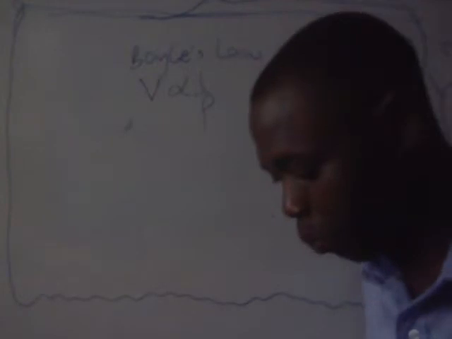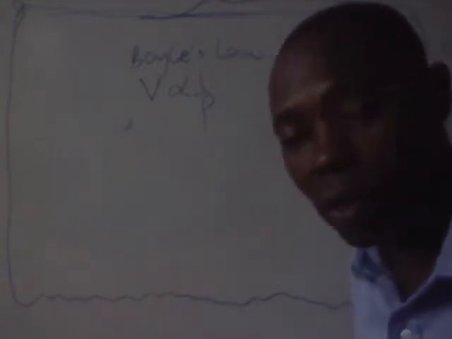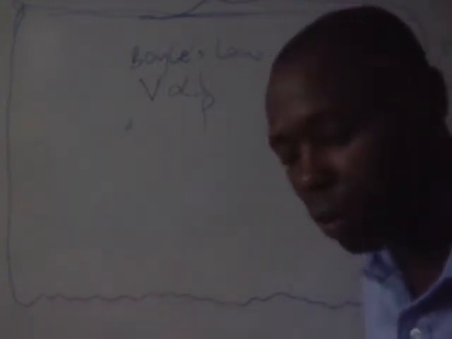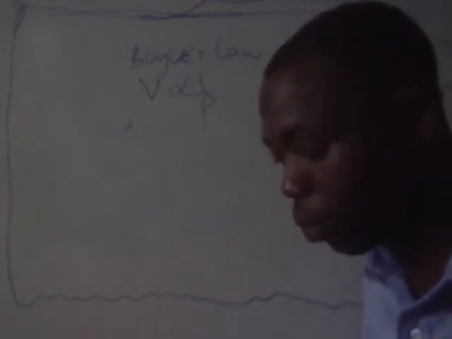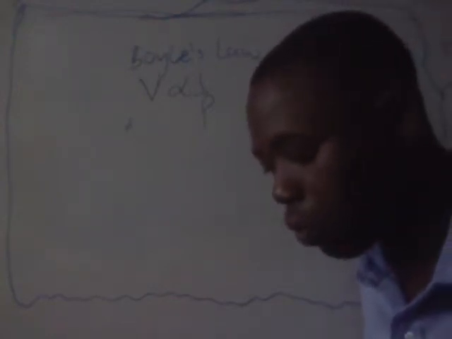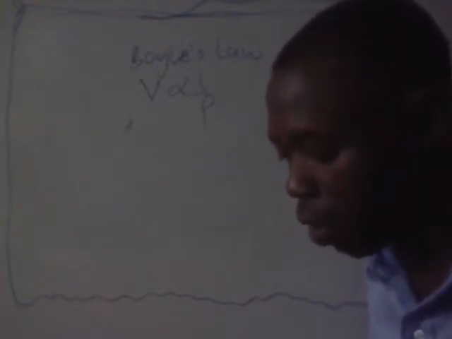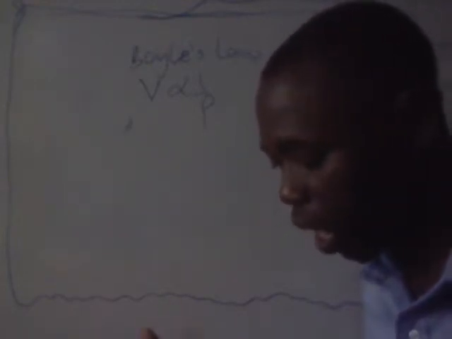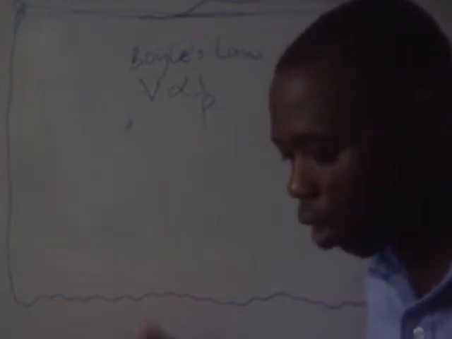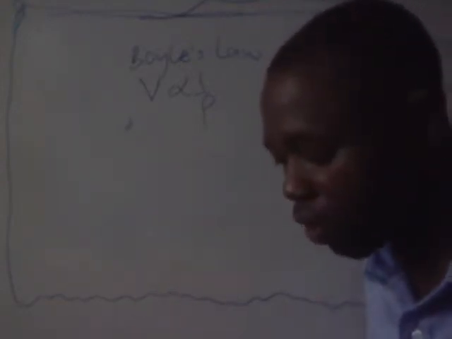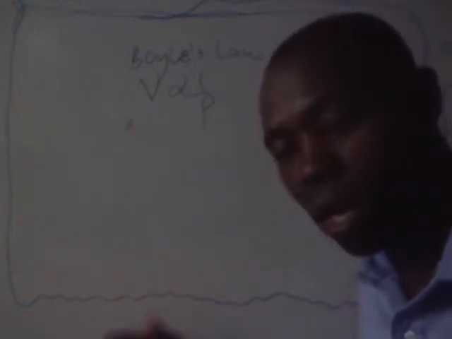Let's go to number 2. During the extraction of iron, limestone combines with acidic impurities in the blast furnace to produce: option A, carbon 4 oxide, option B, carbon monoxide, option C, iron 2 oxide, option D, oxygen, option E, slag.